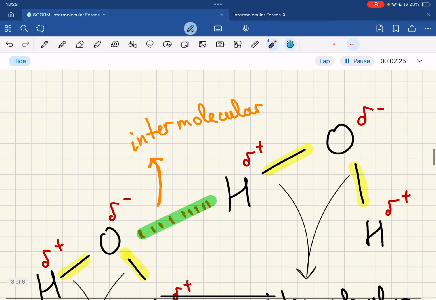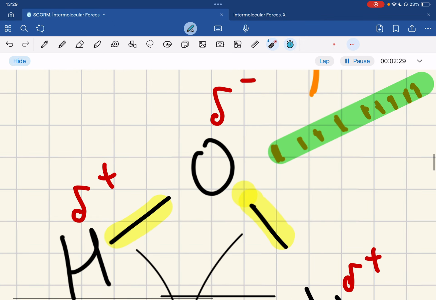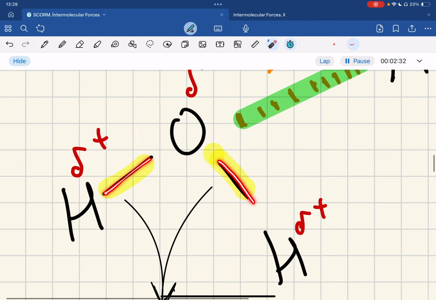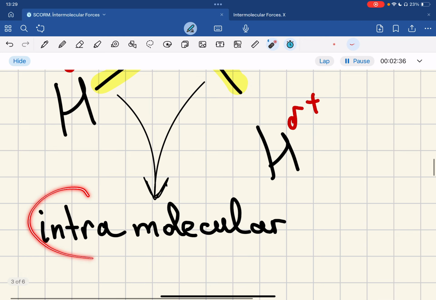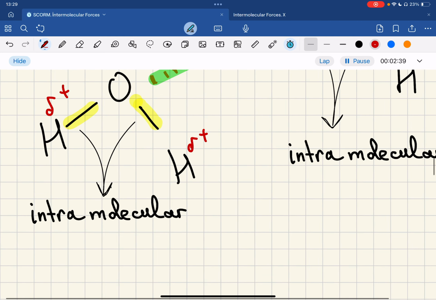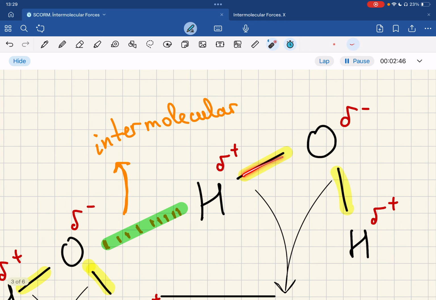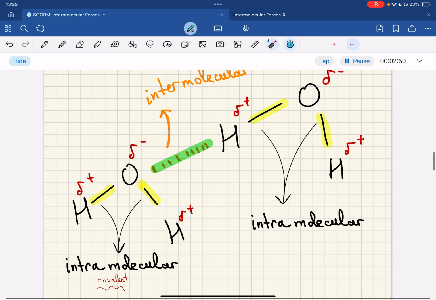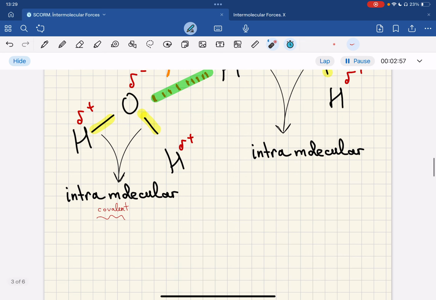So far, let's do this example of water. We can see that in a water molecule, we have this bonding and this bonding. You see they are inside one water molecule, so they are intramolecular forces. Also, we say that they are covalent. Let me write them in here. So they are covalent bonding. Inside these water molecules, they are covalent too, but between two water molecules, we have one sigma negative, one sigma positive. So we will have an attraction, which will become intermolecular forces.